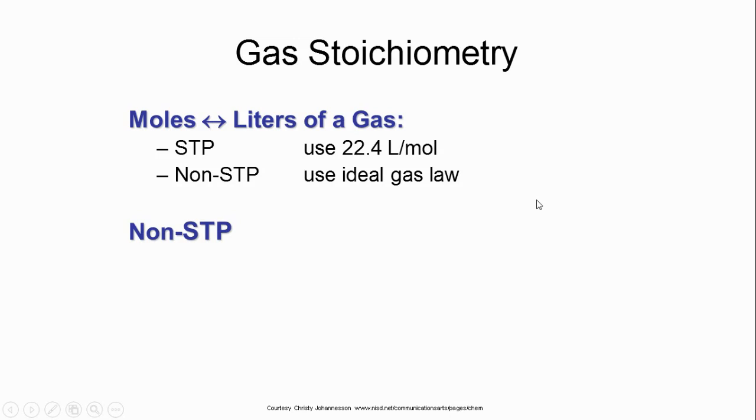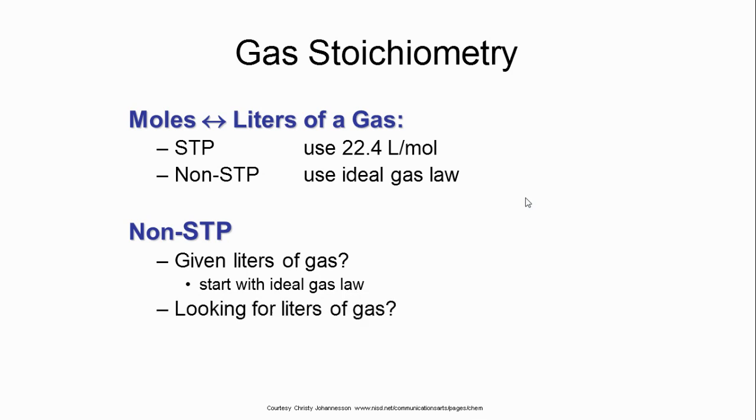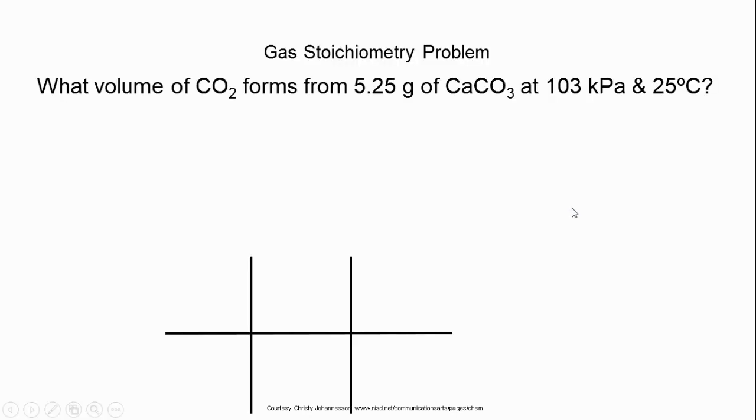When you have a problem that's at non-STP, the problems will look like one of two different types. Either you'll be given the liters of gas, and then you'll have to start with the ideal gas law, or you'll be looking for liters of gas, in which case you'll have to start with a stoichiometry conversion. Again, that might not make sense at this point. After I go through it, you'll see that those are the only two ways we can work the problem. I suppose it's like saying you can drive the car going forward, or you can put it in reverse, and those are the two different ways you can drive a car.